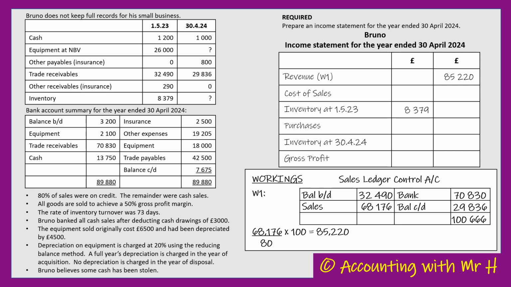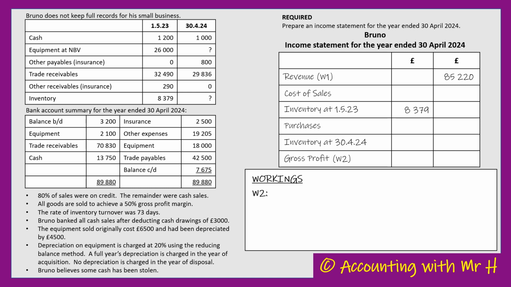Well, not a lot. It tells me in the third bullet point the rate of inventory turnover was 73 days. But I can't do much with that at the moment. So I come round to then the gross profit. And the second bullet point tells me that all goods are sold to achieve a 50% gross profit. So I can actually work out his gross profit.